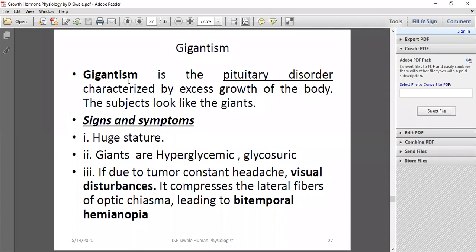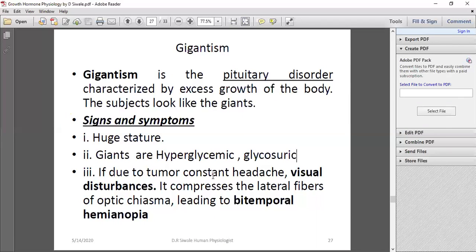Okay, so what is gigantism? It's just a pituitary disorder which is characterized by excess growth of the body. So what are the signs? The person looks huge, giants, and they have hyperglycemia, high levels of glucose, and they are also glycosuric. There's presence of glucose in the urine.